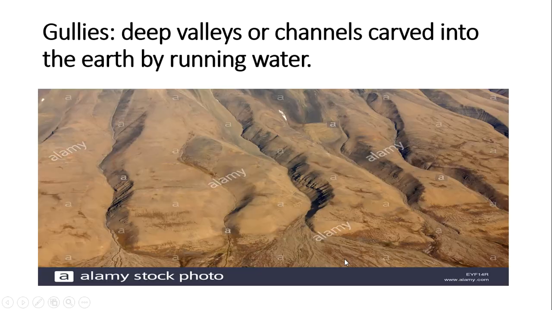After, what do you mean by gullies? Gullies mean deep valleys or channels carved into the earth by running water. Okay?